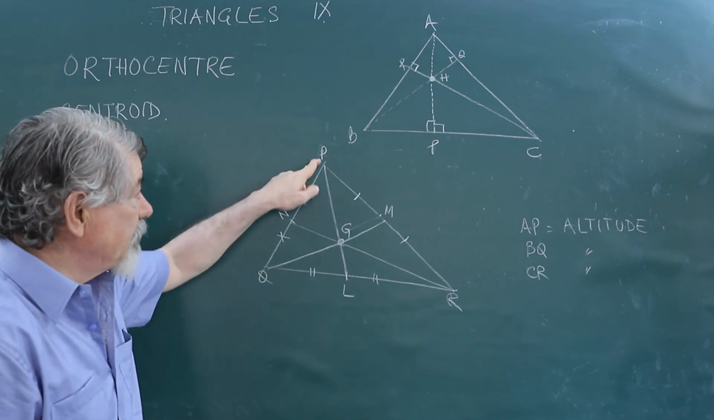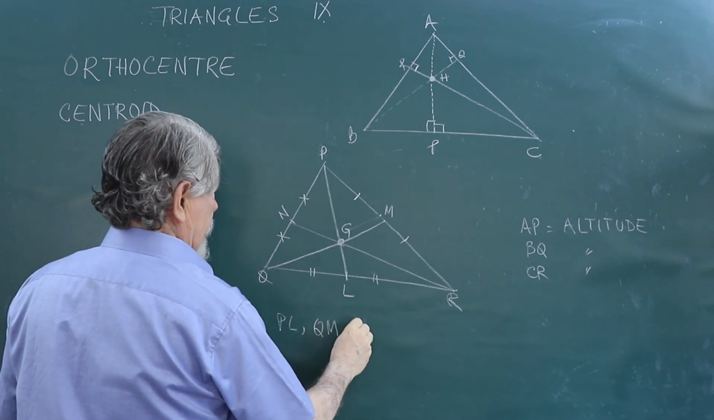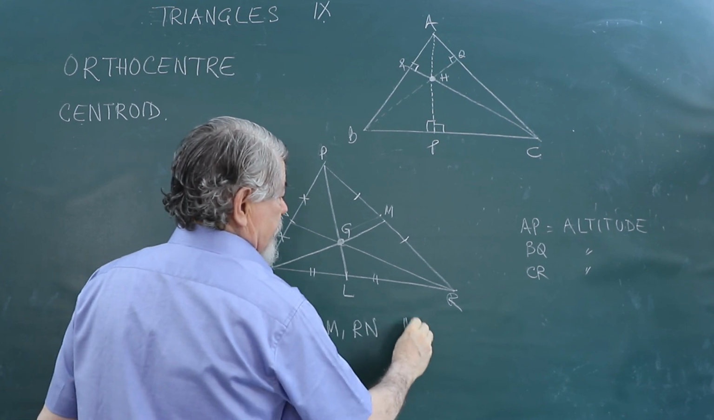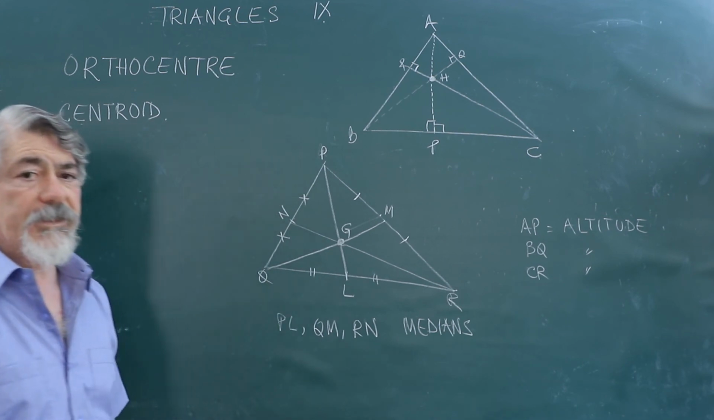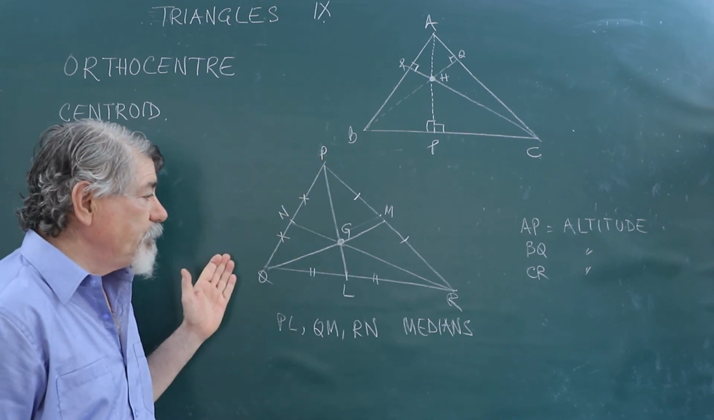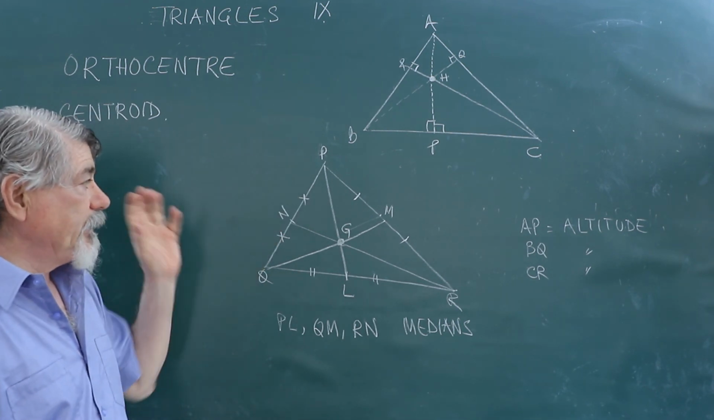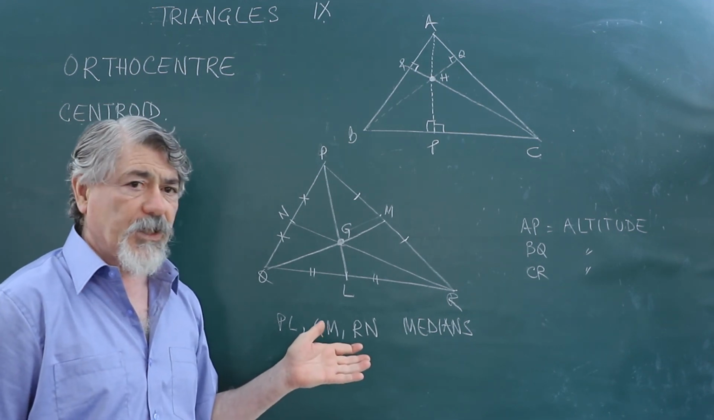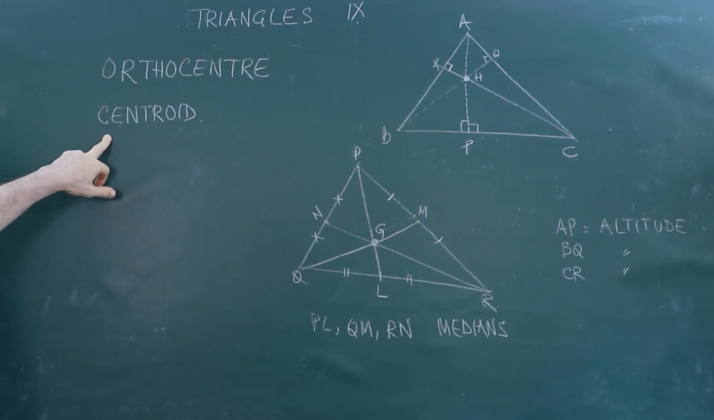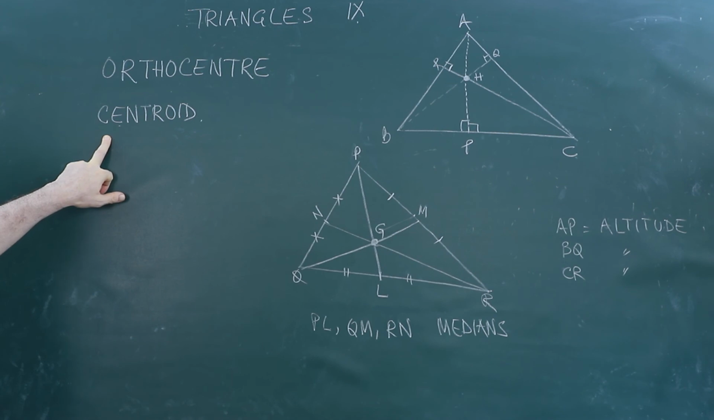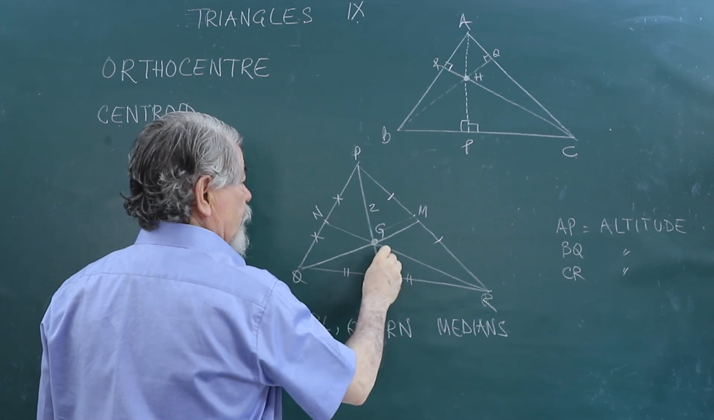Please understand, these PL, QM and RN are called medians. A line segment joining the vertex of the triangle to the midpoint of the opposite side is called a median. Medians are concurrent at centroid, and centroid divides the median in the ratio of 2:1.